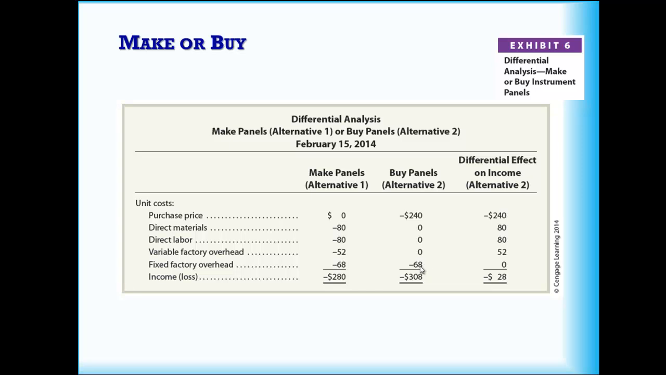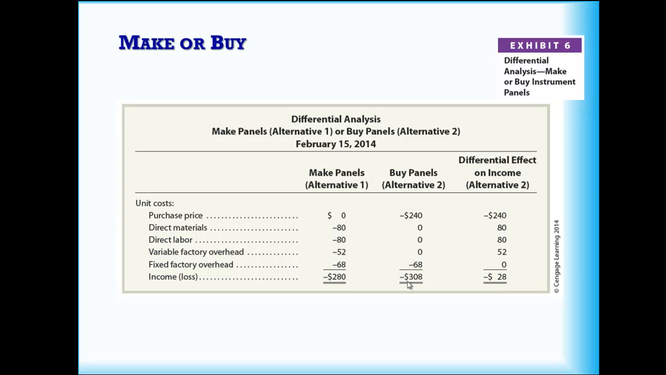Okay. Now, if we make it ourselves, we're spending $80 on direct materials, $80 on direct labor, $52 there on variable factory overhead. That 68 is going to be around also whether we make it or if we buy it. The 68 is going to stay the same. So there's no differential cost there, is there? There's not. So we're looking at $280 to make the panels and $308 to buy the panels.